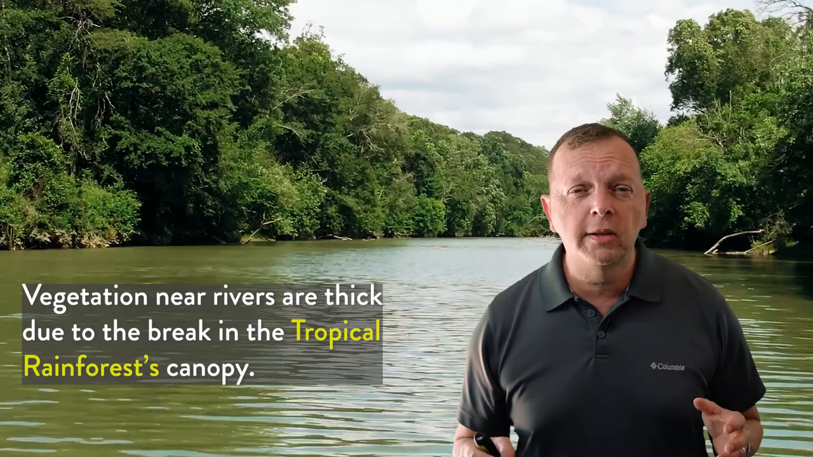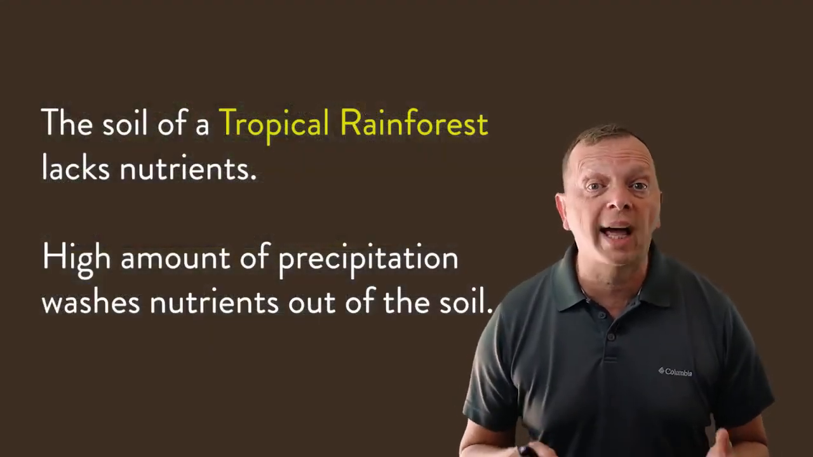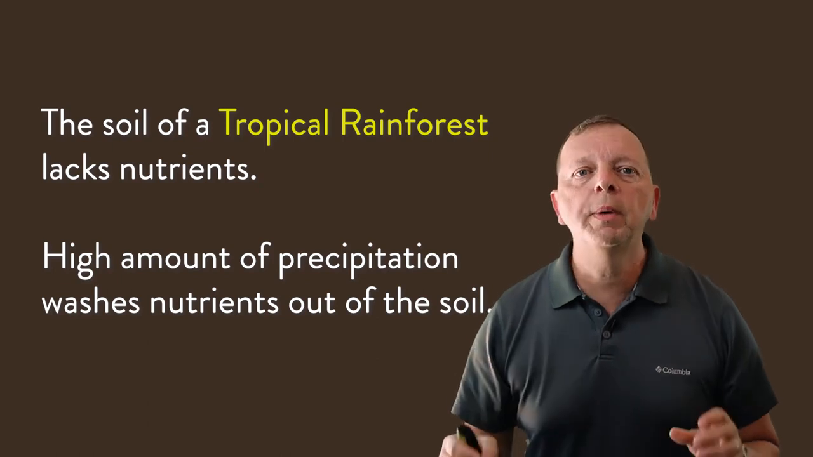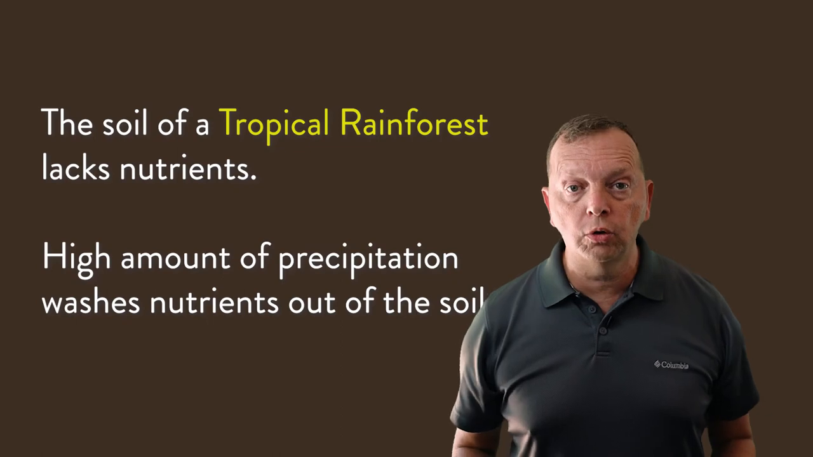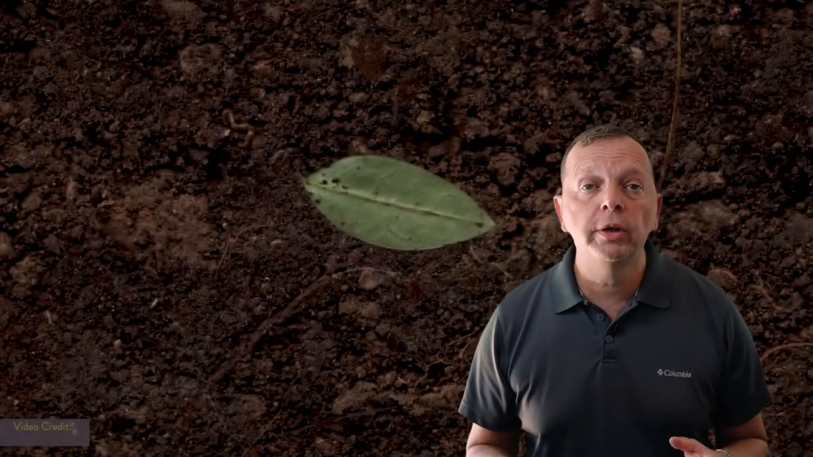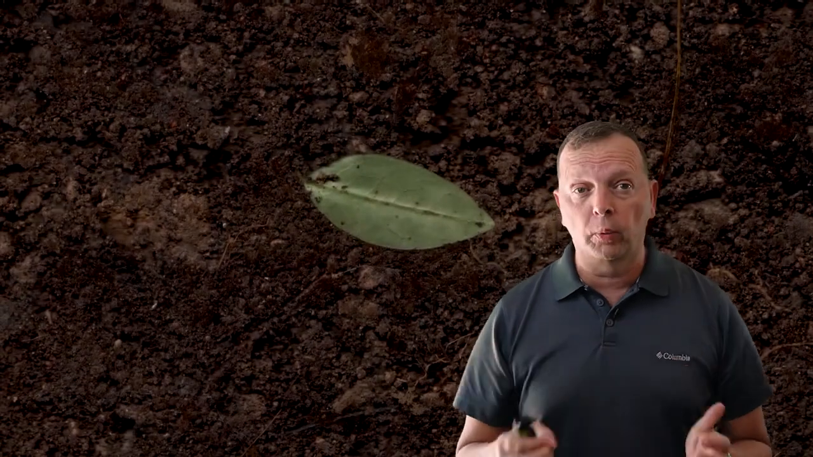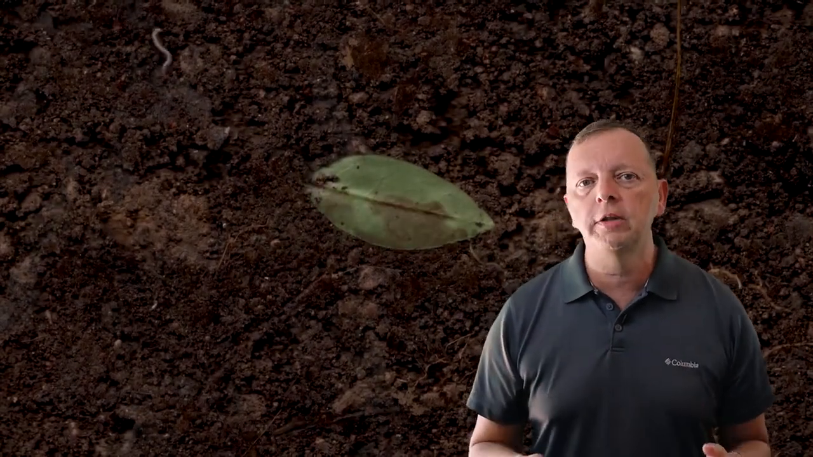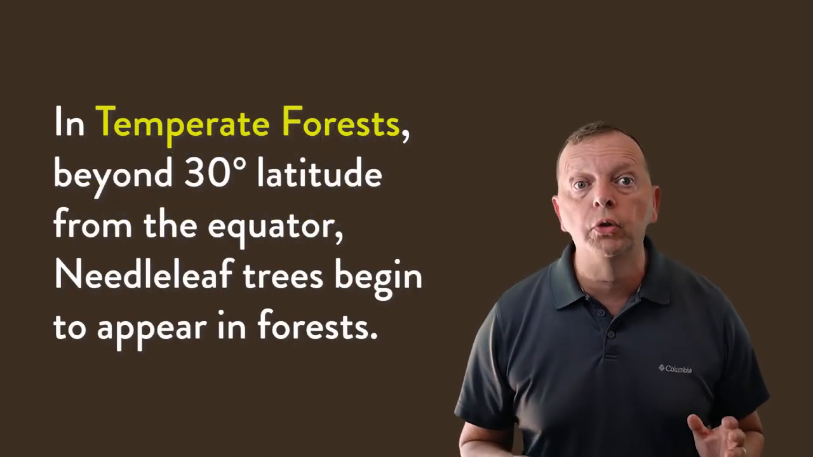Now, what is surprising is that despite supporting so much vegetation, the soil of a tropical rainforest is actually quite poor in nutrients. This is because the large amount of rain that these areas receive actually washes the nutrients from the soil. Fortunately, in a tropical rainforest, the organic material decays much faster than in other regions, so the vast amount of vegetation that falls to the ground decays and keeps the ground fertile enough to be able to support the ecosystem.